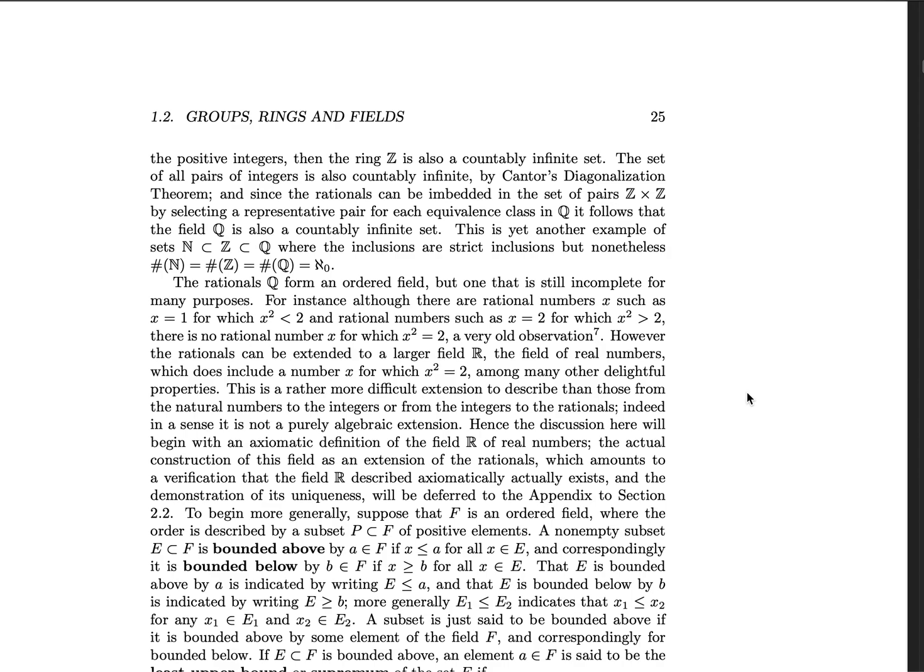We see that we have another example of sets where we have more subsets, but they have the same cardinality, namely that N is a strict subset of Z is a strict subset of Q, but the cardinality of N, Z, and Q is all aleph null.